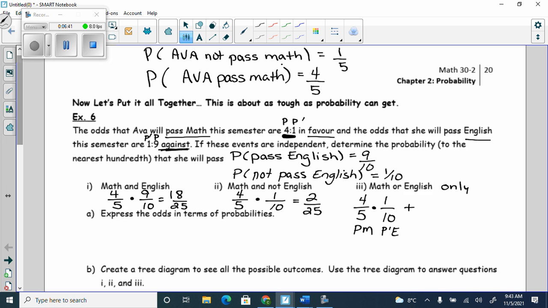Or, plus sign, passing English. What's that? 9 out of 10. And not passing math, which is what? Let's type those in. What do you get? 13 out of 50.